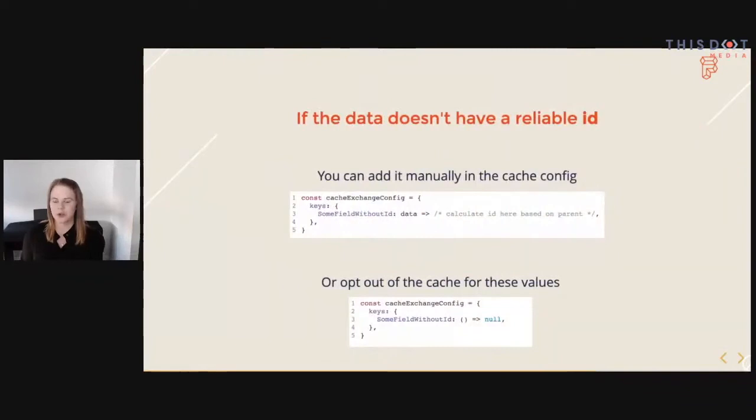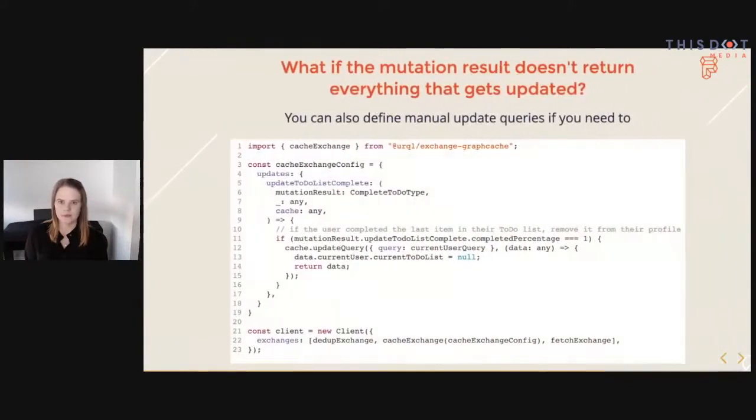You might run into a problem that I ran into, which is that the data doesn't have a reliable ID. Well, in this case, you can add it manually in the cache config. So for example, here you get the parent element, and you can calculate the ID based on the parent if that's possible. But if it's not possible, you can also simply opt out of the cache for these values. So yeah, that can work as well.